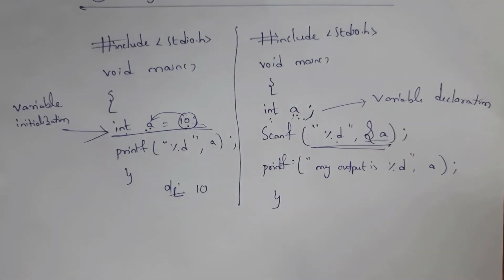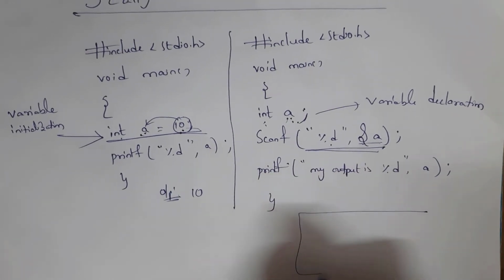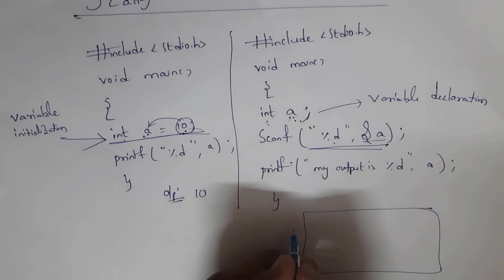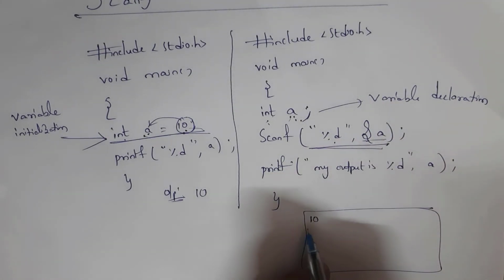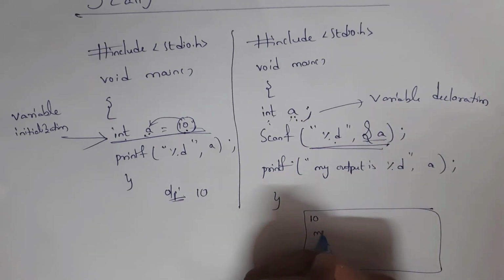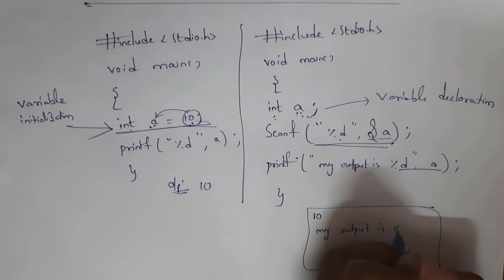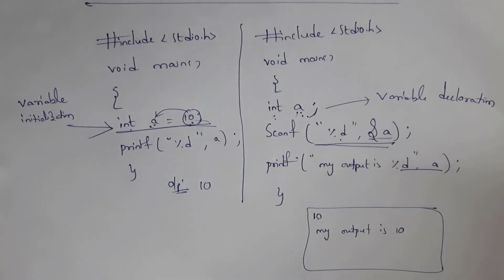Whenever you execute this program, it will show a blank screen. Here you can give any value. For example, I want to assign the value 10, so I will just enter 10. Whenever you enter the value 10, you will get the output: my output is 10, because I gave the value 10 here. This is the use of scanf. By using scanf, you can assign a value to a variable after executing a program.